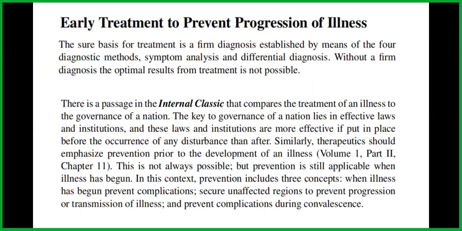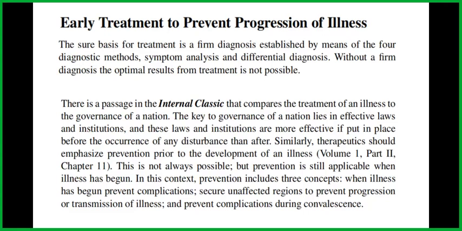There is a passage in the Internal Classic that compares the treatment of an illness to the governance of a nation. The key to governance of a nation lies in effective laws and institutions, and these laws and institutions are more effective if put in place before the occurrence of any disturbance than after. Similarly, therapeutics should emphasize prevention prior to the development of an illness. This is not always possible, but prevention is still applicable when illness has begun.